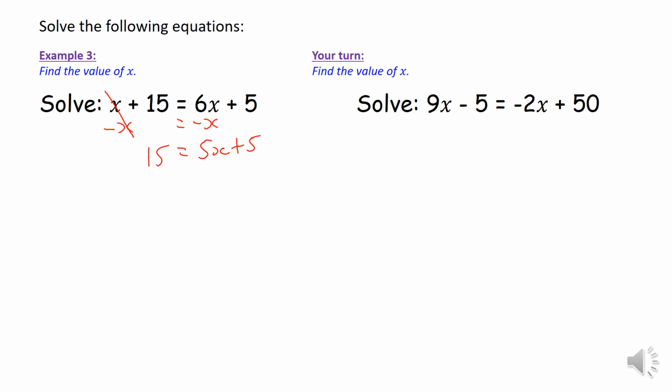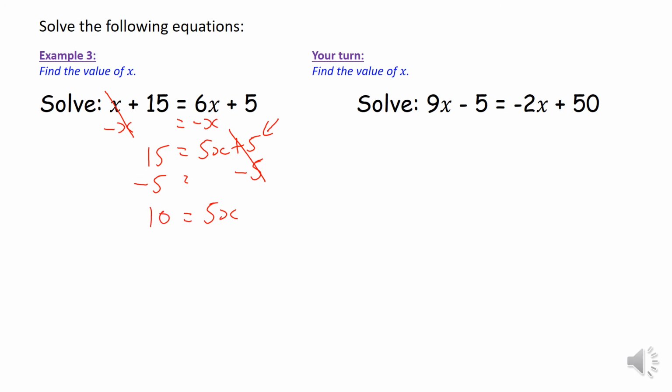Now this is a linear equation, but this time it looks slightly different because it's the wrong way around, but it doesn't matter. We do exactly the same thing as we've been doing before. What do I need to get rid of? I need to get rid of the 5, because this 5 is on its own. So to get rid of this 5 I will subtract 5, and because I subtract 5 on the right I'll subtract 5 on the left as well. On the right hand side I'm left with 5x, and on the left hand side I'm left with 10.